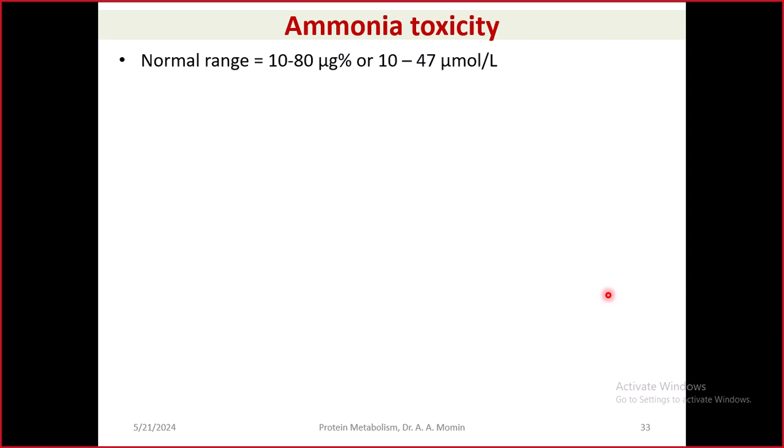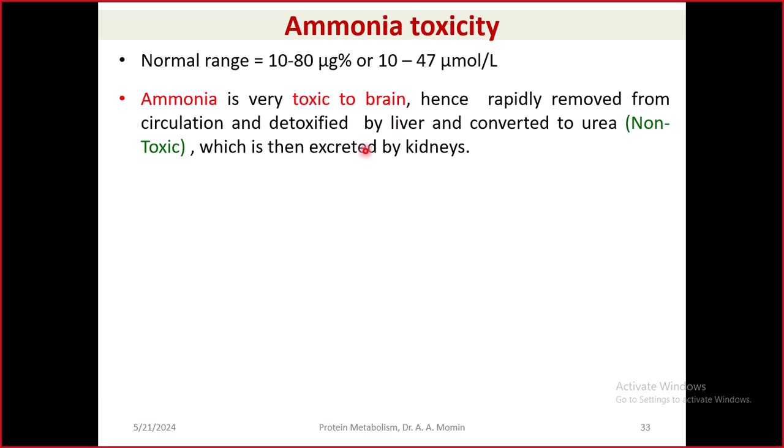Now, ammonia toxicity, because ammonia, as I told you before, is a toxic substance. The normal range is very minimal if we compare with other substances. For example, urea, which we are going to study, has a normal range of 15 to 40 milligram per deciliter. But the normal range of ammonia is 10 to 80 microgram per deciliter or 10 to 47 micromole per liter. It is very minimal. Why? Because ammonia is very toxic to the brain, hence it is rapidly removed from circulation and detoxified by the liver and converted to urea. The urea, which is a non-toxic substance, is then excreted by the kidneys.